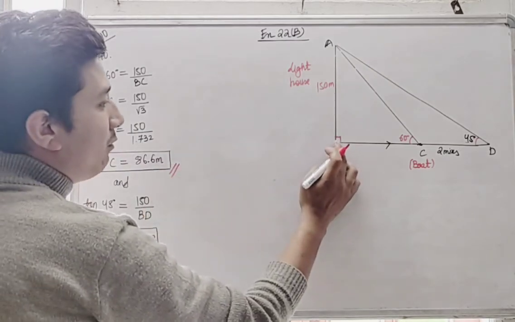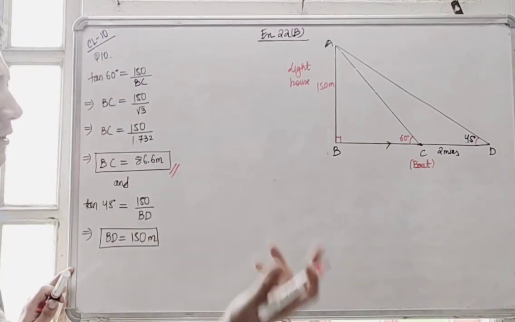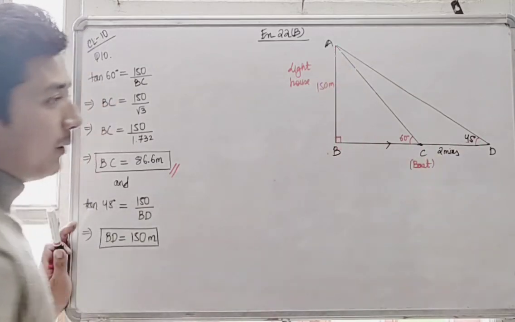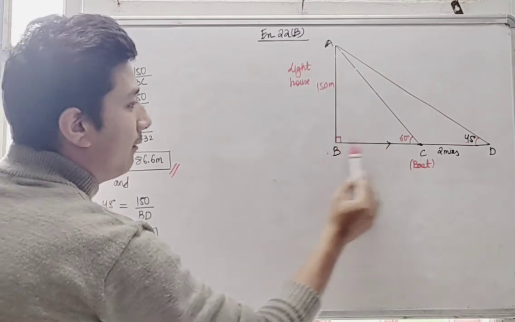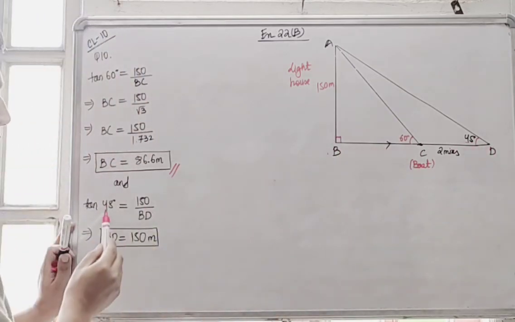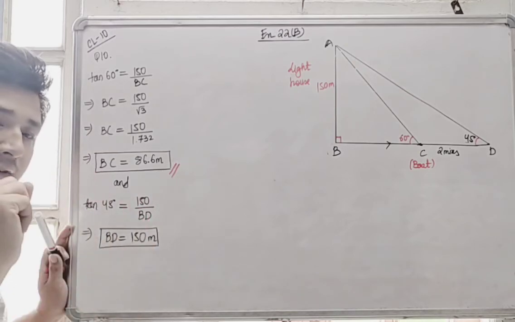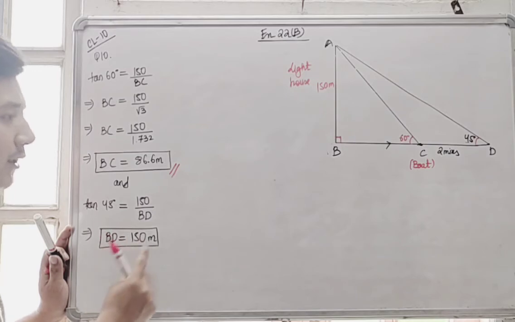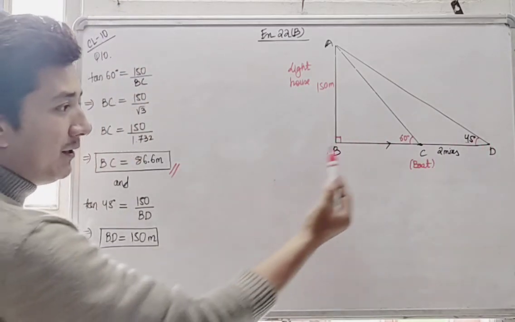So the distance between B and C is how much? 86.6 meter. Similarly, let's use another right angle triangle ABD. So in ABD, it is tan 45 equals perpendicular by base, which means BD. So tan 45 degrees equals 150 by BD. We know tan 45 is 1, so 1 into BD is BD, so BD equals 150. So I got BD from here to here, and I got BC from here to here.